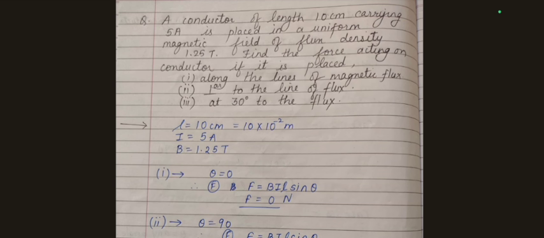So what is the question? Let us see. A conductor of length 10 centimeter. Length is given, converted into meter, 10 into 10 raised to minus 2 meter. Carrying 5 ampere of current. I is given. It is placed in a uniform magnetic field of flux density, which is given. Remember, B is 1.25 Tesla. Find the force acting on the conductor if it is placed along the lines of magnetic flux, perpendicular to the lines of flux, and at 30 degree to the flux.